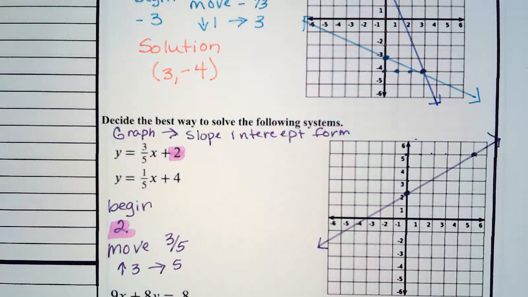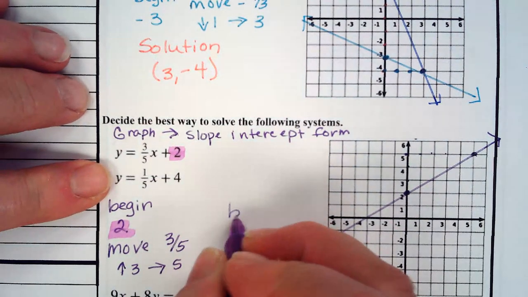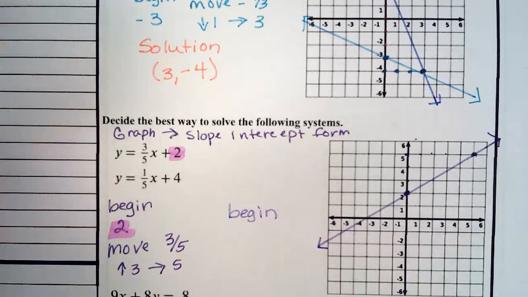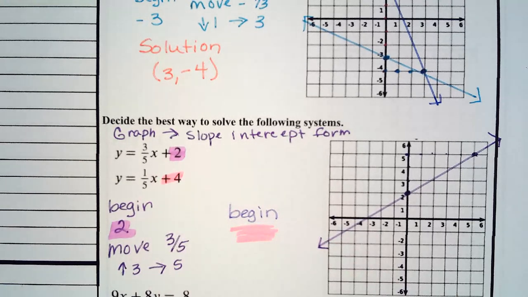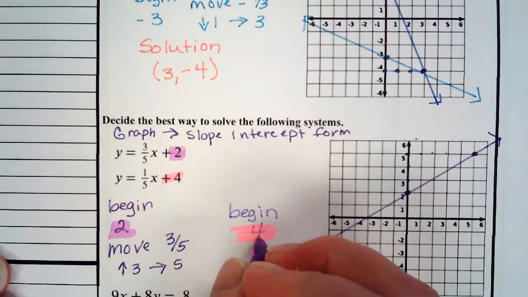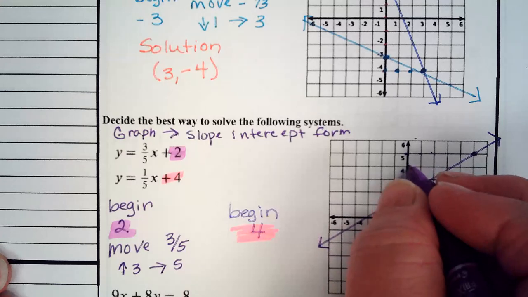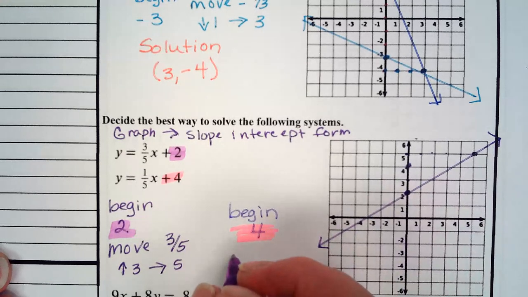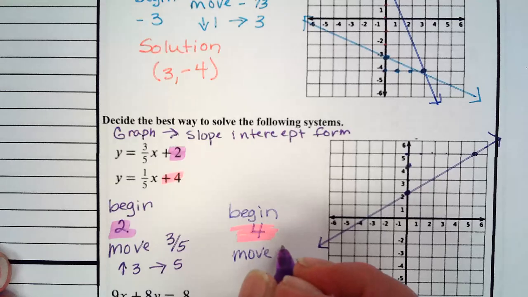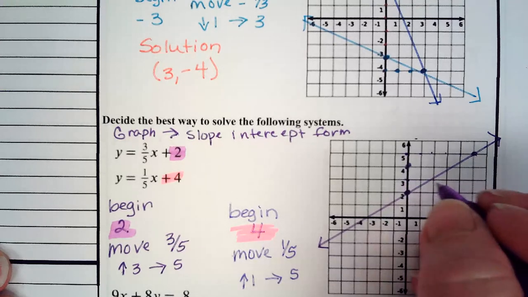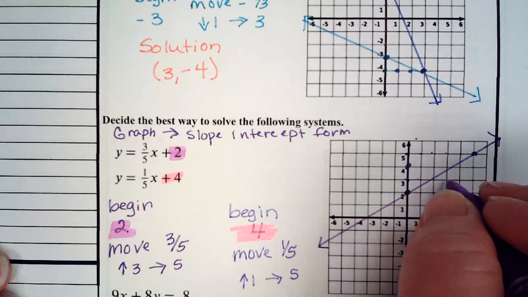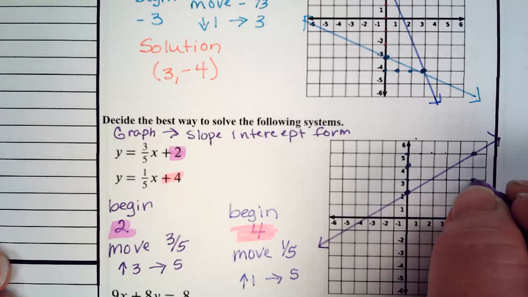Okay, for the second one, where do I begin? Begin at the end, so I'm going to begin at 4. So I put a dot on 4. How do I move? 1 over 5, so that is up 1, right 5. Go up 1, go right 1, 2, 3, 4, 5.